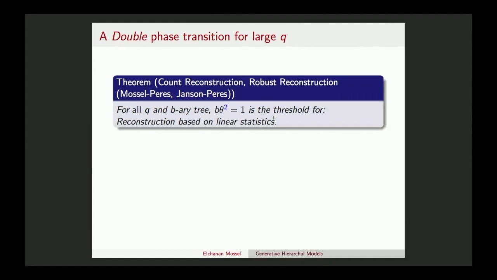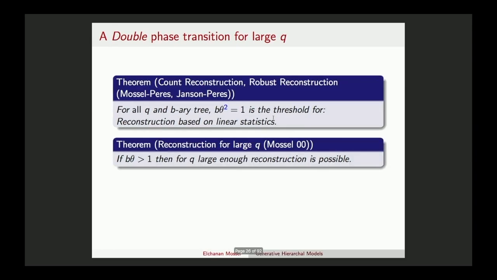So here's the non-linear. This is what we said for linear statistics. This is the threshold, and something that I proved very long ago. It's not very hard, and it's been improved since. For large enough Q, in fact, there is a regime of parameters where if b theta is greater than 1, it's enough to reconstruct the root.